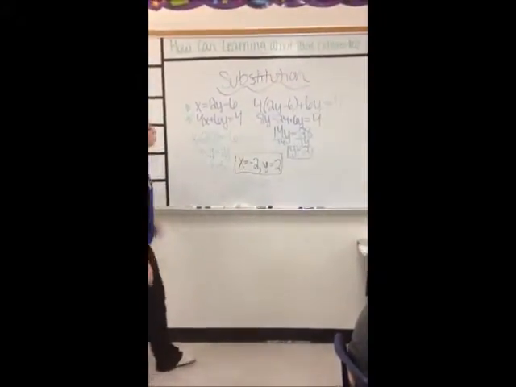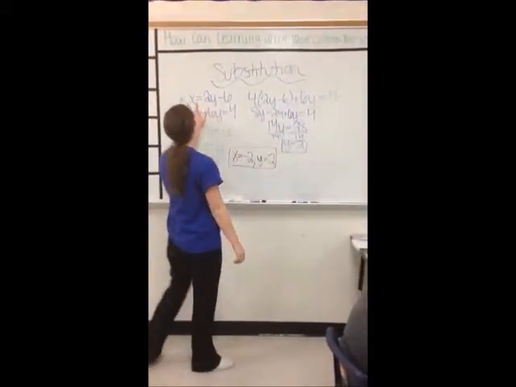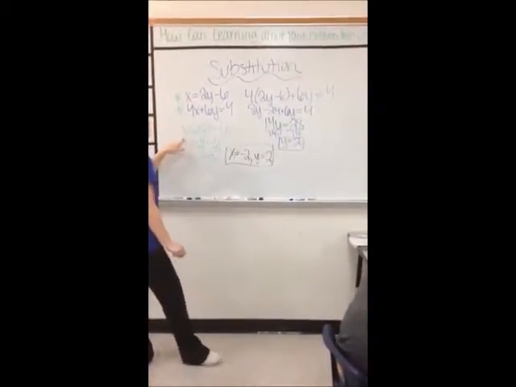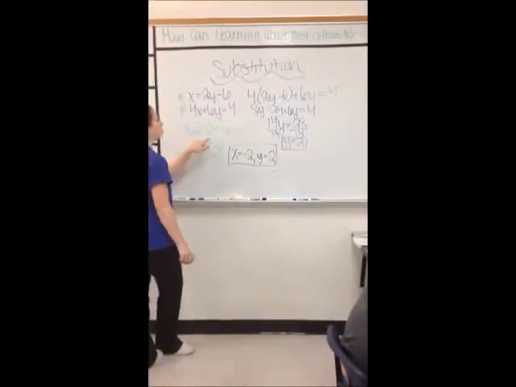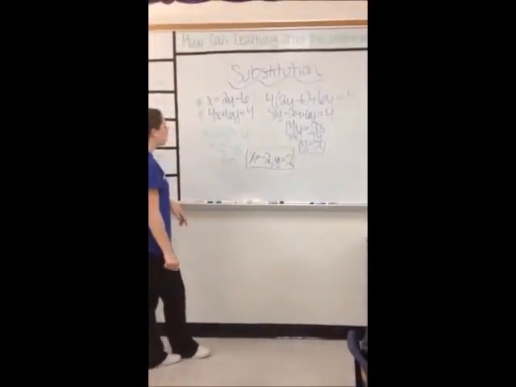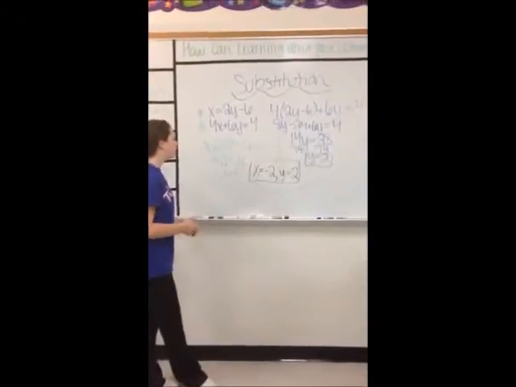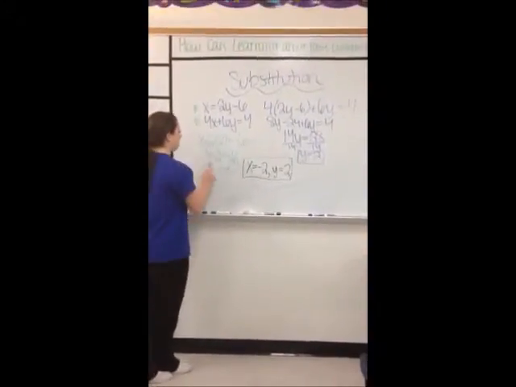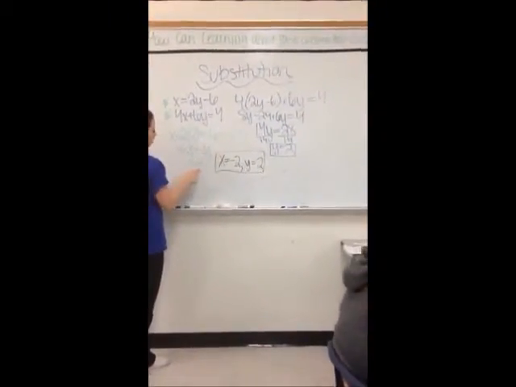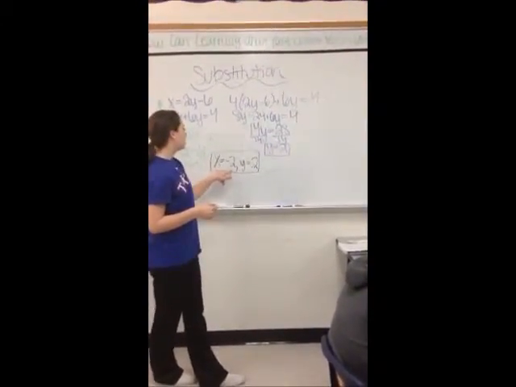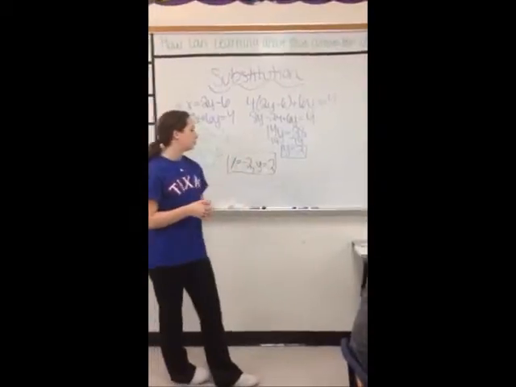And then y equals 2, so you plug that into the other equation, and it's going to be x minus 2 times 2 equals negative 6. So that ends up being x minus 4 equals negative 6. Add 4 on each side, and you get negative 2. So the answer is x equals negative 2 and y equals 2.